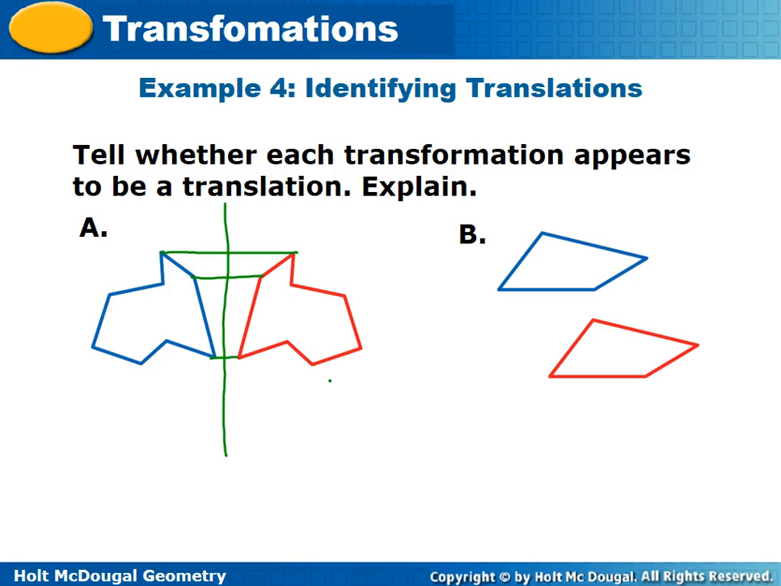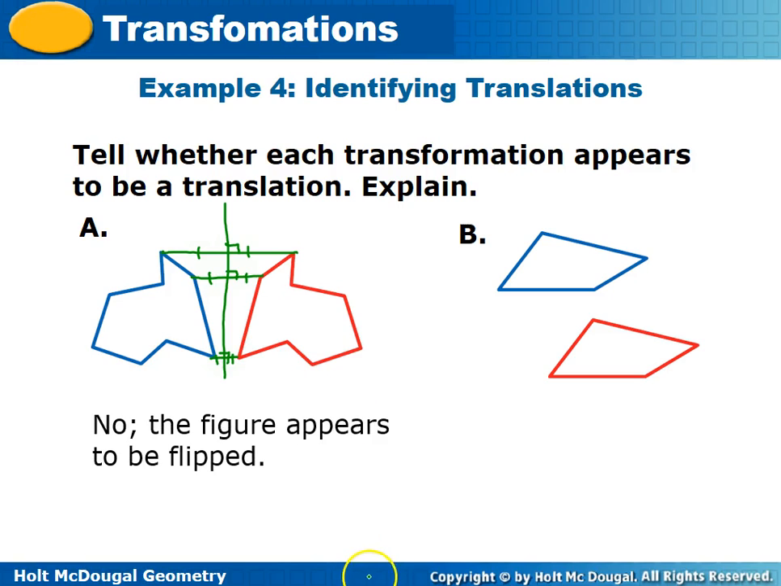Now that looks like a perpendicular bisector. So meaning that's congruent to that, that's congruent to that, that's congruent to that. So this would be a reflection, not a translation. So the answer to this question is no, because it's asking us if it's a translation. It does appear to be flipped.